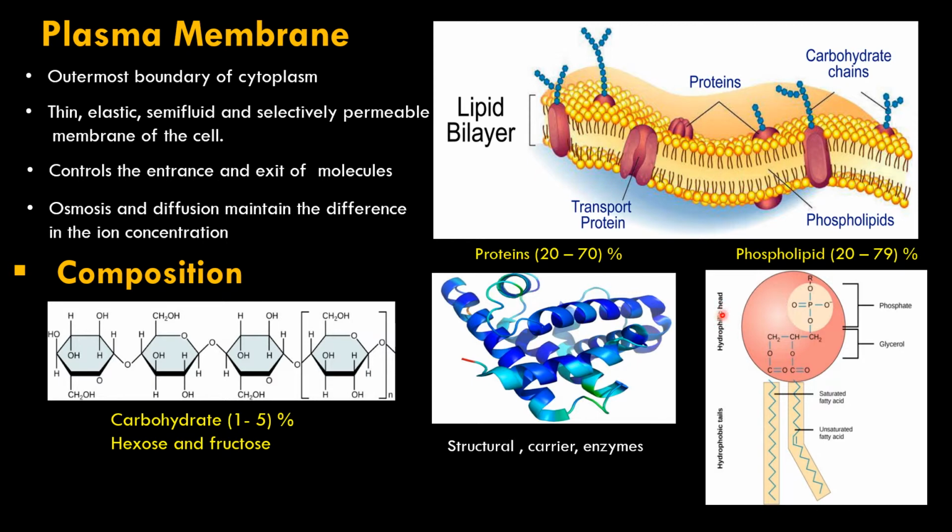The phospholipids have two constituents, the hydrophilic head and the hydrophobic end. The hydrophilic is water loving whereas the hydrophobic is water repelling. The hydrophilic head has two parts, one is the phosphate and the other is the glycerol. Whereas in the hydrophobic end there are saturated fatty acids and unsaturated fatty acids.